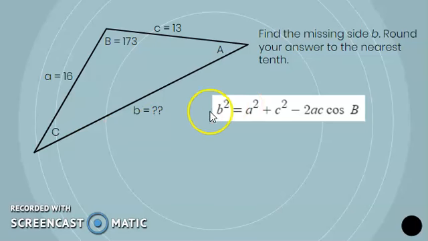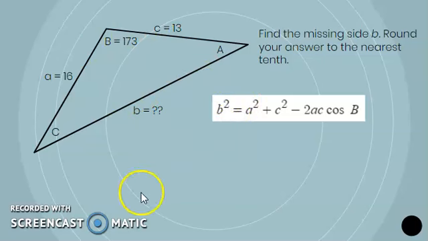which means we're going to be using b squared equals a squared plus c squared minus 2ac cosine b to be able to find this side. And we're going to be using specifically this formula because it includes all the values that we are given and enables us to find that b.